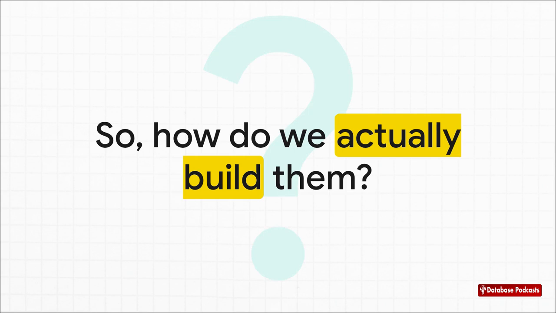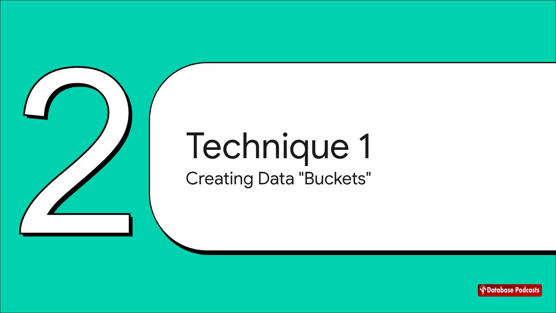Okay, so that's the what and the why. Now for the fun part, the how. How do we actually build these things? We're going to walk through three really key techniques, starting with one of the most fundamental. First up is a classic, and it's super effective. It's the technique of taking continuous data, numbers that could be almost anything, and sorting them into discrete buckets.